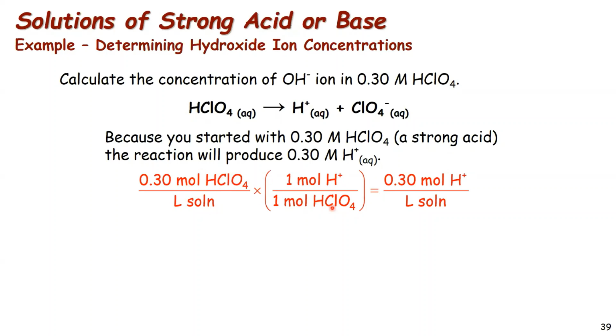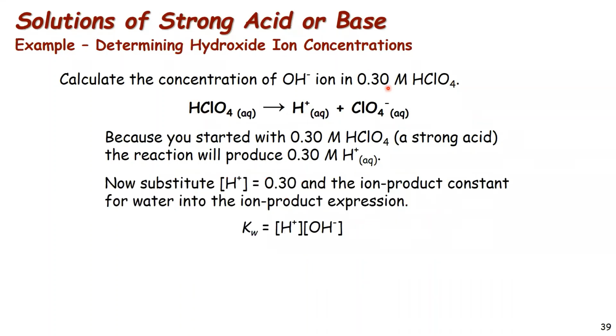So the perchloric acid cancels, and that leaves us just with the moles of hydrogen. And so that is the molarity, right? So again, you don't need to do this if you understand that this is a strong electrolyte and that it's 1-to-1. For every perchloric acid, we form 1 H+. So that concentration will be the same.